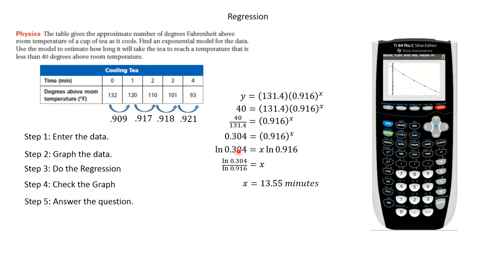There's only really 2 problems this could ask us. It could ask us about like 40 degrees, or it could ask us to predict what the temperature is going to be after 10 minutes, at which point we just plug 10 in for x, 0.916 to the 10th, enter, times 131.4.